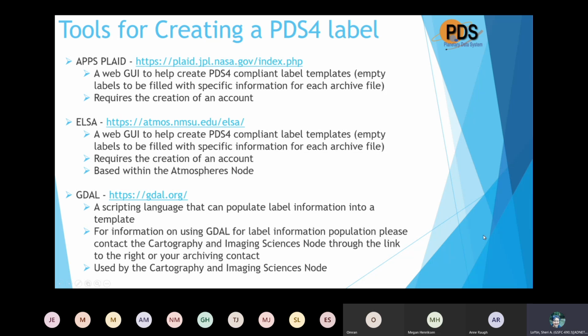For instance, if you happen to be working with the Atmospheres node, you might want to use ELSA. This one will help you create label templates. If you're working with the Cartography and Imaging Sciences node, they have GDAL. This helps create label templates. But if you want just a general label template software, AppsPlad is created by our engineering node, which is kind of the overarching node that provides the structure of the PDS. So this one would work for any node that you wanted to archive with.